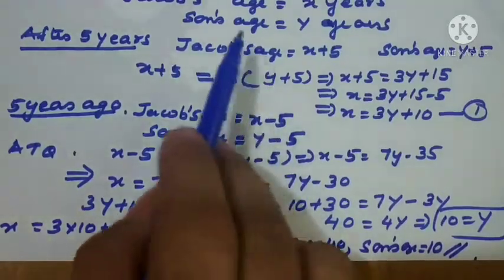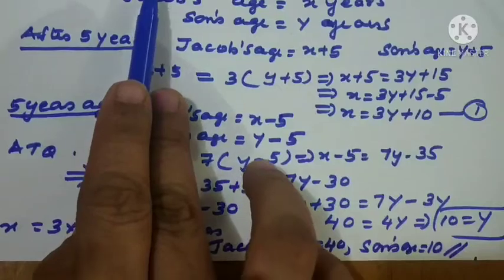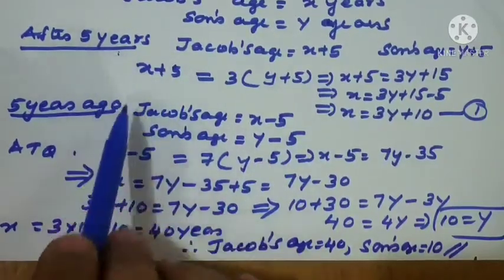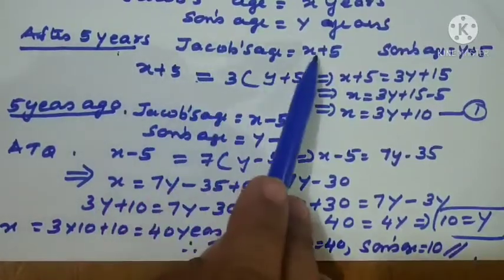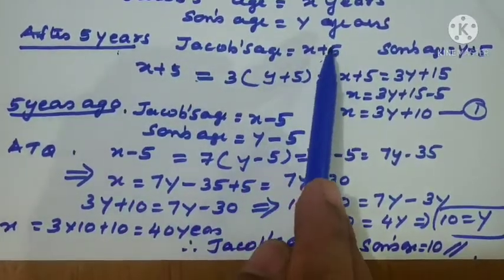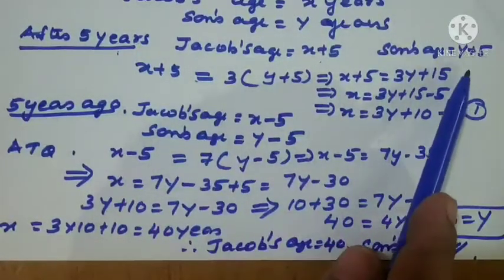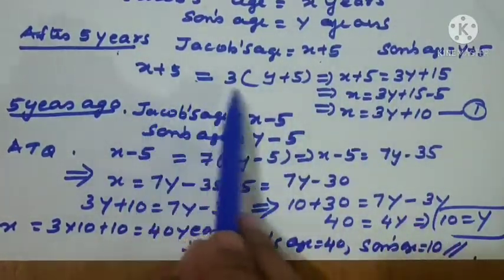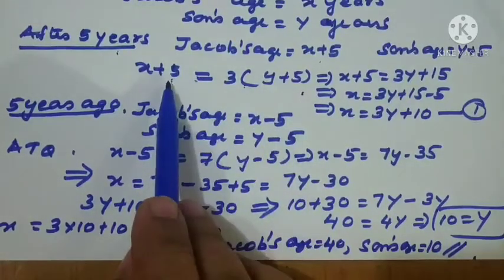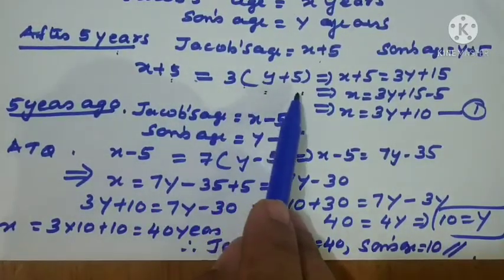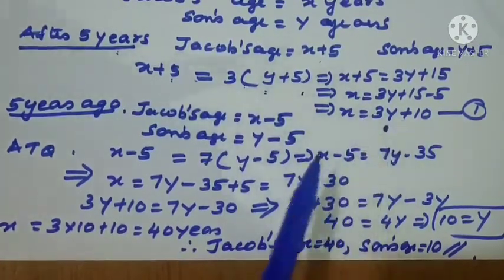So again, forming the equation is important here. So three criteria to be considered. What is that? After 5 years, 5 years ago, then the condition we should apply. After 5 years Jacob's age will be x plus 5, and the son's age is equal to y plus 5. Then the condition: Jacob's age is 3 times the son's age, so x plus 5 equal to 3 into y plus 5. After making the equation, we have x equal to 3y plus 10.